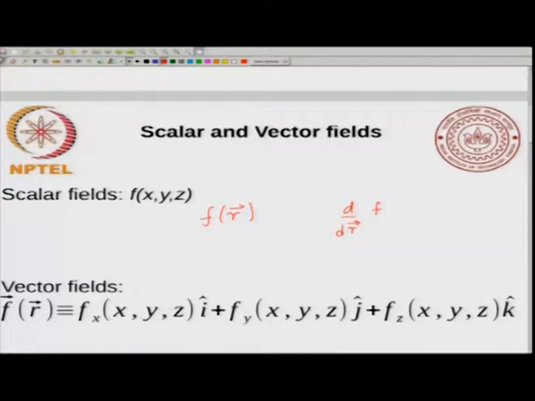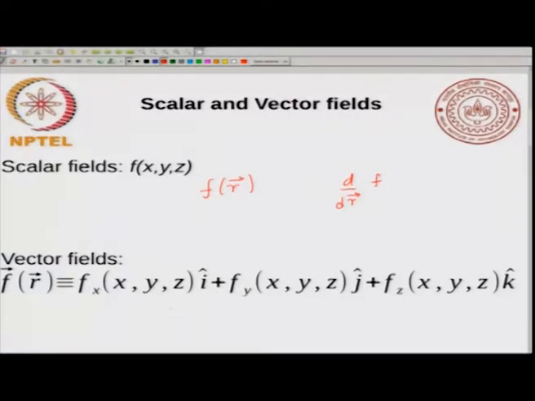Just to remind you, we talked about scalar and vector fields, and what we said is that you have a function of multiple variables. If you have a three-dimensional vector, then F of x, y, z is a function of a three-dimensional vector. You can write this as f of r, and what you want to imagine is something like a derivative of this function with respect to this vector, something like df by dr, where r is a vector.